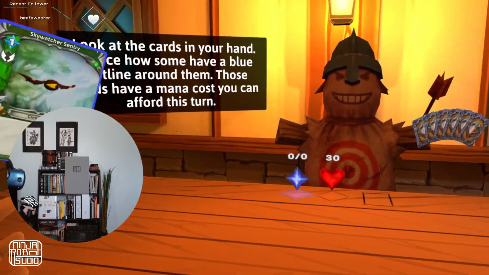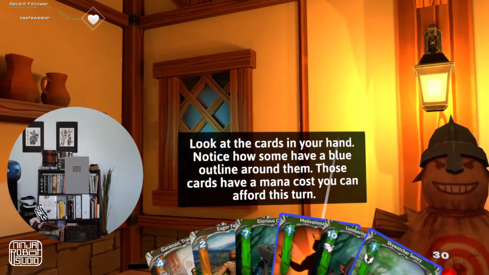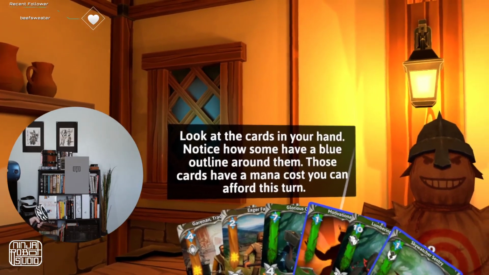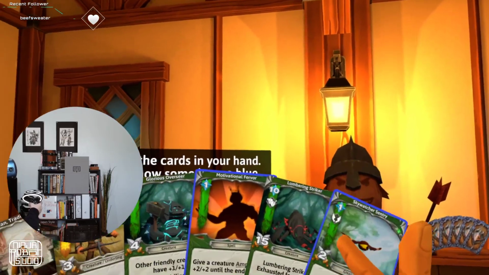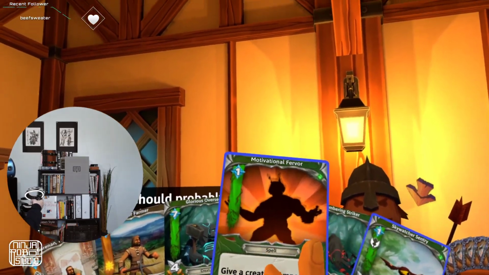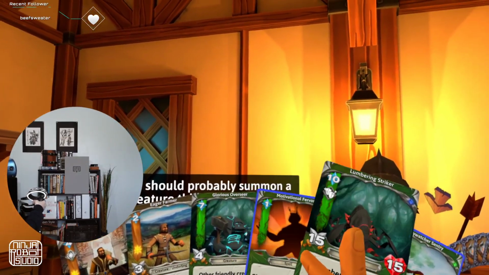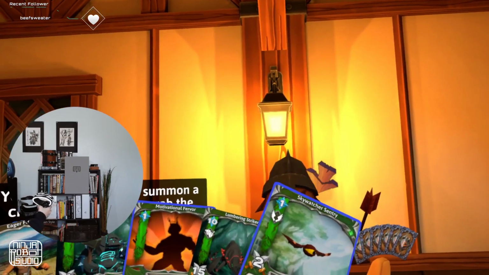Look at the cards in your hand. Notice how some have a blue outline around them. Those cards have a mana cost you can afford this turn. I'm just hovering. You should probably summon a creature this turn, so grab the Skywatcher Sentry card from your hand.